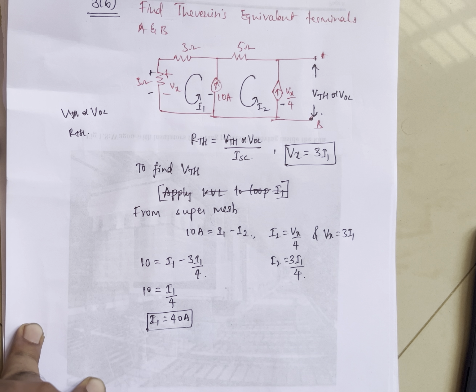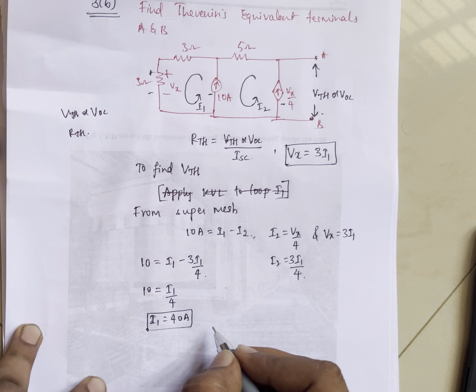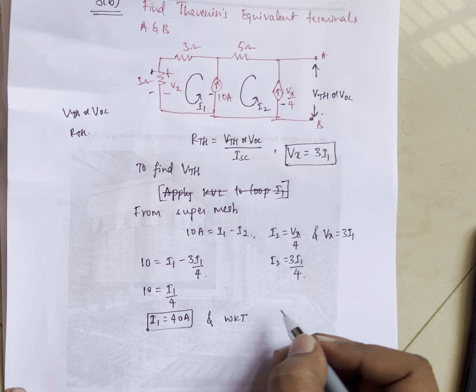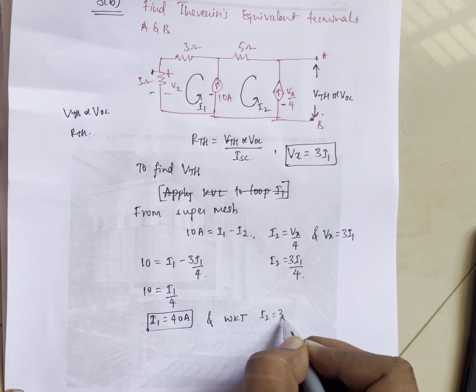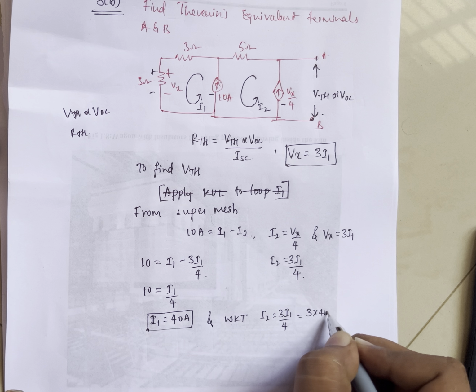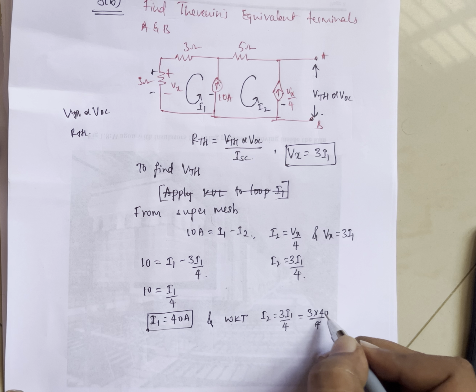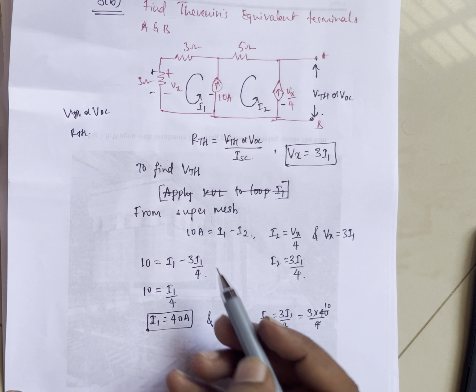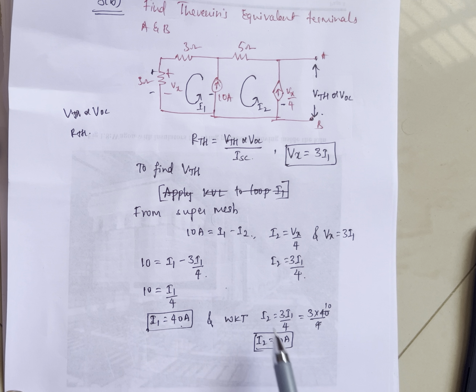Okay, so now you can get the value of I2 directly, and we know that I2 equals 3 into I1 divided by 4. That's nothing but 3 into 40 divided by 4. 4 ones are 4 tens, so I2 equals 30 amperes. To cross verify this, you know that 10 equals I1 minus I2. 40 minus 30 is nothing but 10 amperes. That is the cross verification. Okay, so now we know the values of I1 and I2.